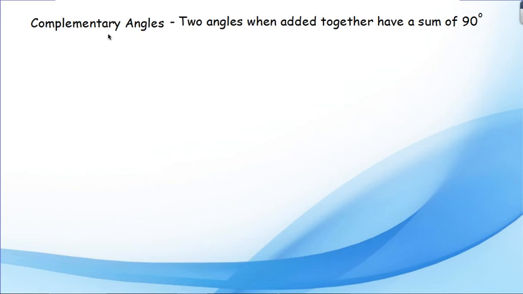All right, next one is called a complementary angle. A complementary angle is when two angles are added together, they have a sum of 90 degrees. So remember, sum is just the answer to an addition problem. So when I add two angles together, if they equal 90 degrees, then we call those complementary.